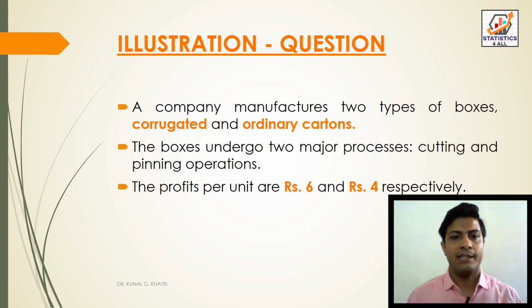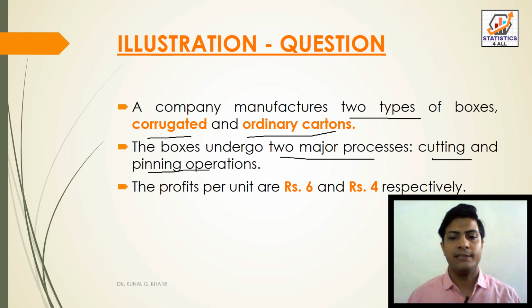Now let us take one illustration. A company manufactures two types of boxes, corrugated and ordinary cartons. The boxes undergo two major processes, cutting and pinning operations. The profits per unit are rupees 6 and rupees 4 respectively.